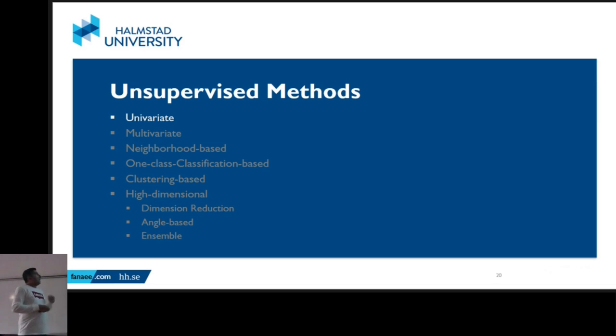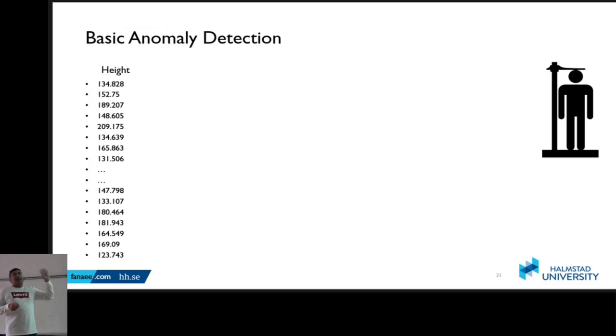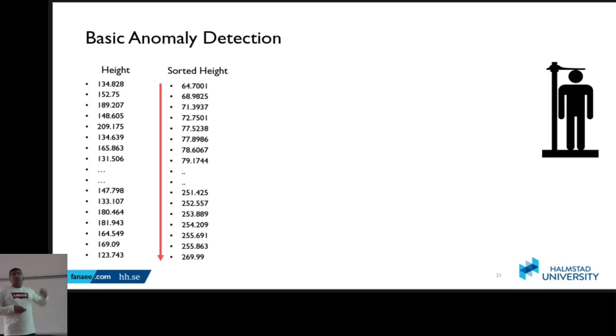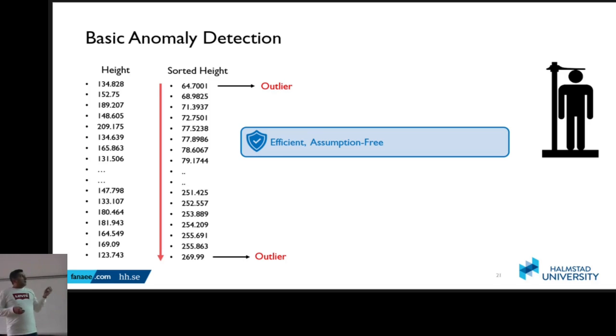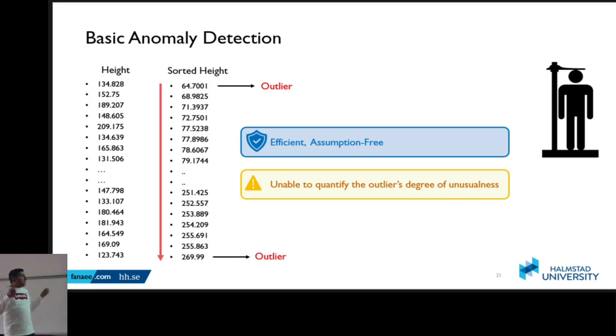Okay. Now let's go to the univariate methods. So let's create the most basic anomaly detection system that you can create. Let's say that we have the heights of 10,000 people. We sort them, and we take the top 1% of values from the bottom and the top, and then we call them anomalies. This is very basic. The advantage is that it's very efficient. It doesn't make any assumptions. But the problem is that it's unable to quantify the degree of unusualness of the outlier.